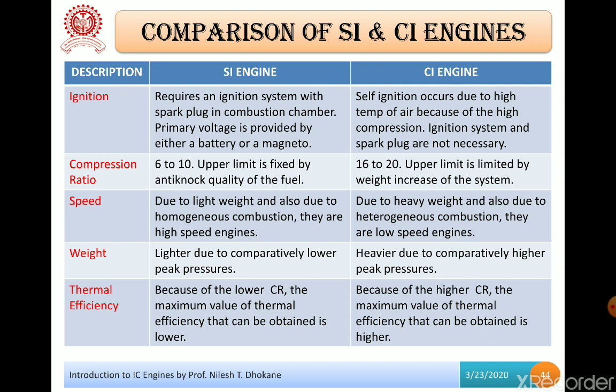Thermal efficiency. Because of the lower compression ratio, the maximum value of thermal efficiency that can be obtained is lower in the case of the SI engine. Because of the higher compression ratio in the CI engine, the maximum value of thermal efficiency that can be obtained is higher in the compression ignition engine.